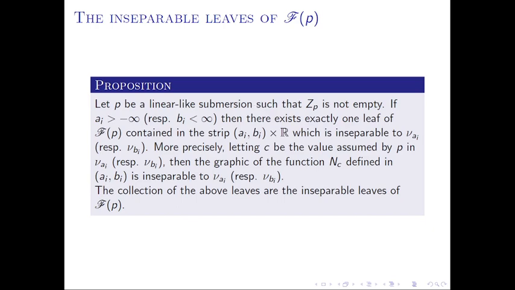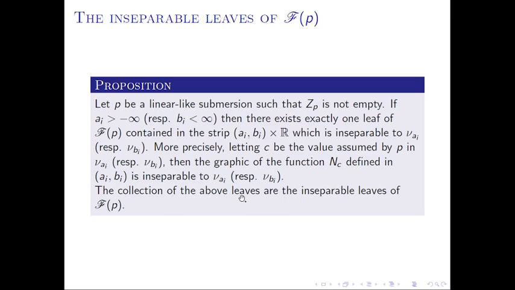So we prove that letting C be the value assumed by P in VAI, then the graphic of the function NC defined in this interval is inseparable to VAI. Respectively, if we consider the straight line VBI. And the collection of the above leaves are the inseparable leaves of the foliation.